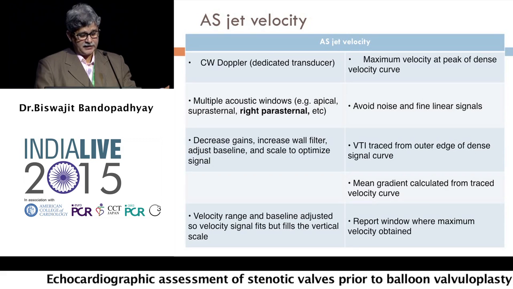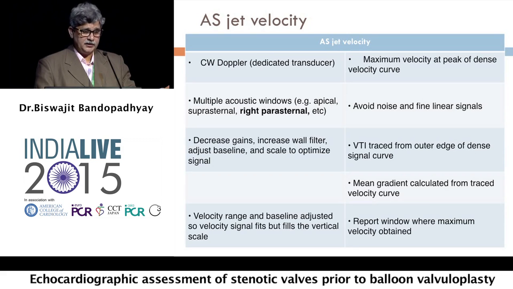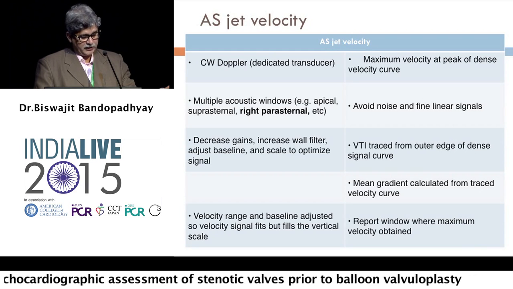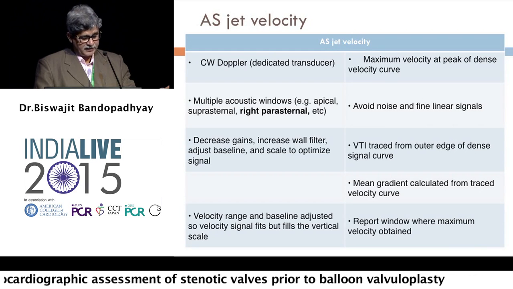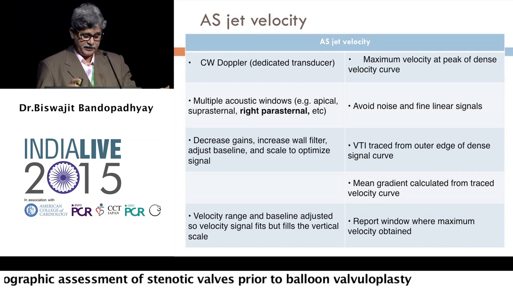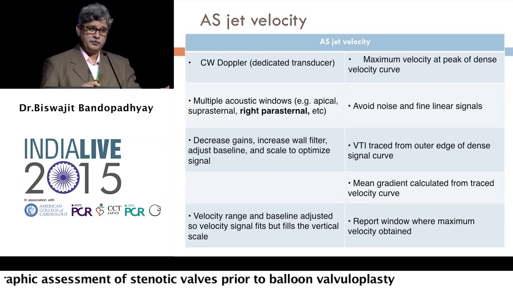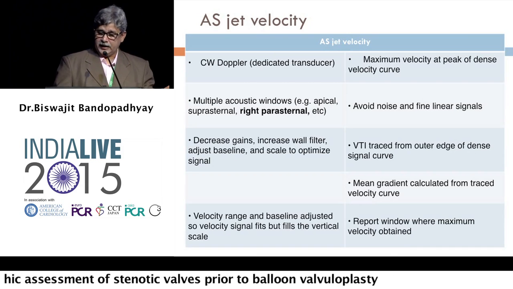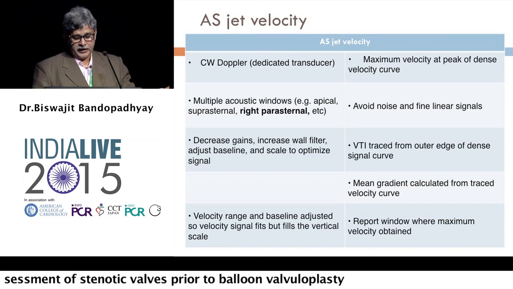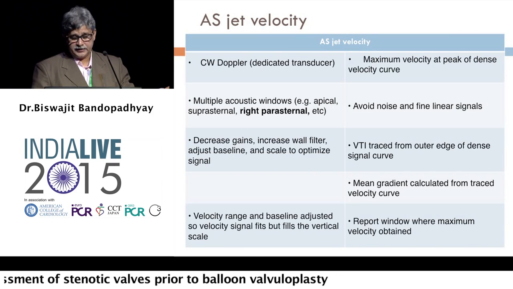adjust the baseline and scale to optimize the signal, so that you can get the best measurements. The velocity range and baseline are adjusted so that the velocity signal fits but fills the whole vertical scale. These are very small but important points. And measure the maximum velocity at the peak of the dense velocity curve. Avoid noise and fine linear signals.